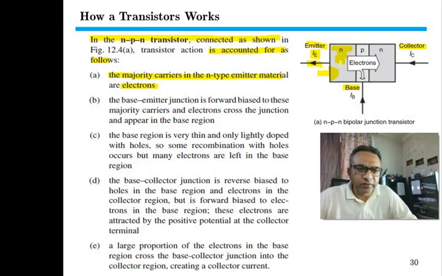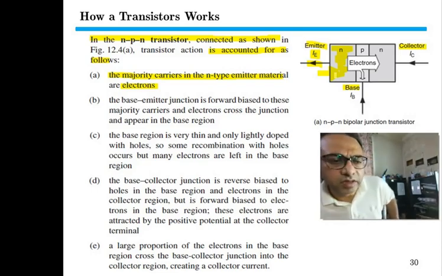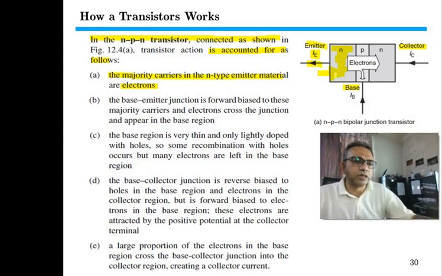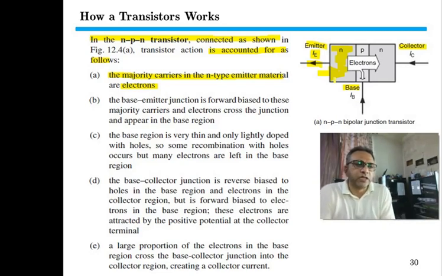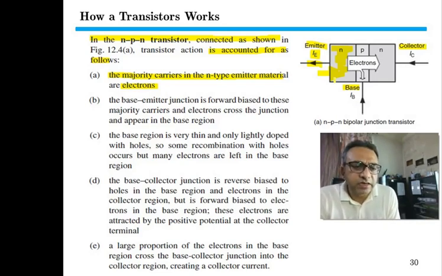The emitter is made up of n-type material, and the majority carriers in the n-type emitter terminal are electrons. We must not forget that the emitter and the base are forward biased. For operation of the transistor, we forward bias the base emitter and we reverse bias the base collector. This is a very important point to understand the operation of a transistor, that the base and emitter is forward biased and the base and the collector is reverse biased, and we will make use of this.